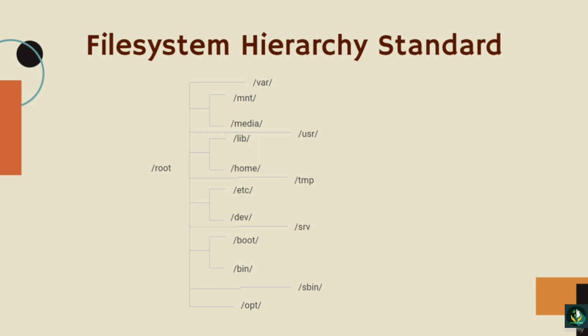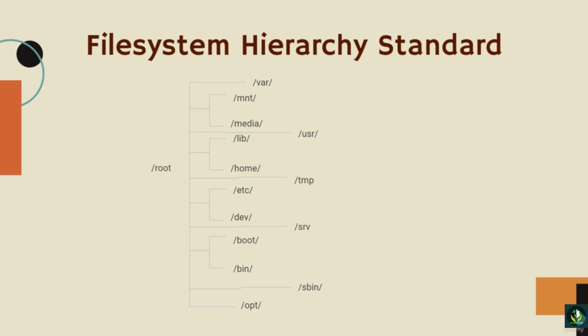Home, user home directories. Bin, essential command libraries. So all the command libraries are stored in the bin folder. Boot, static files of the bootloader. That is where the operating system gets loaded. Dev, that is device files. etc, host-specific system configuration. So all the configuration level details are stored in the etc directory.